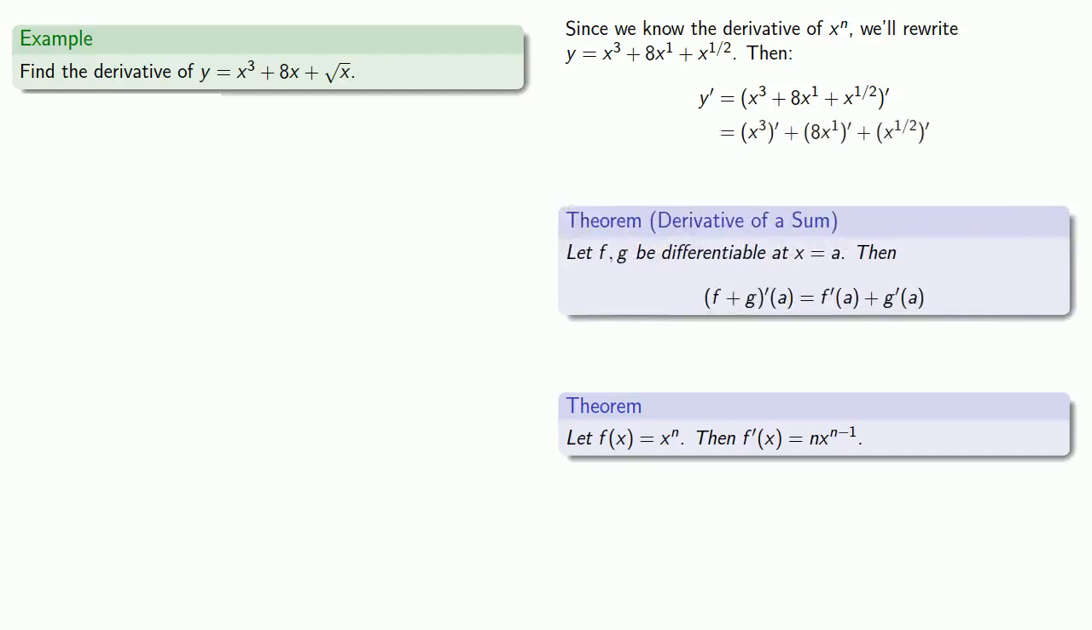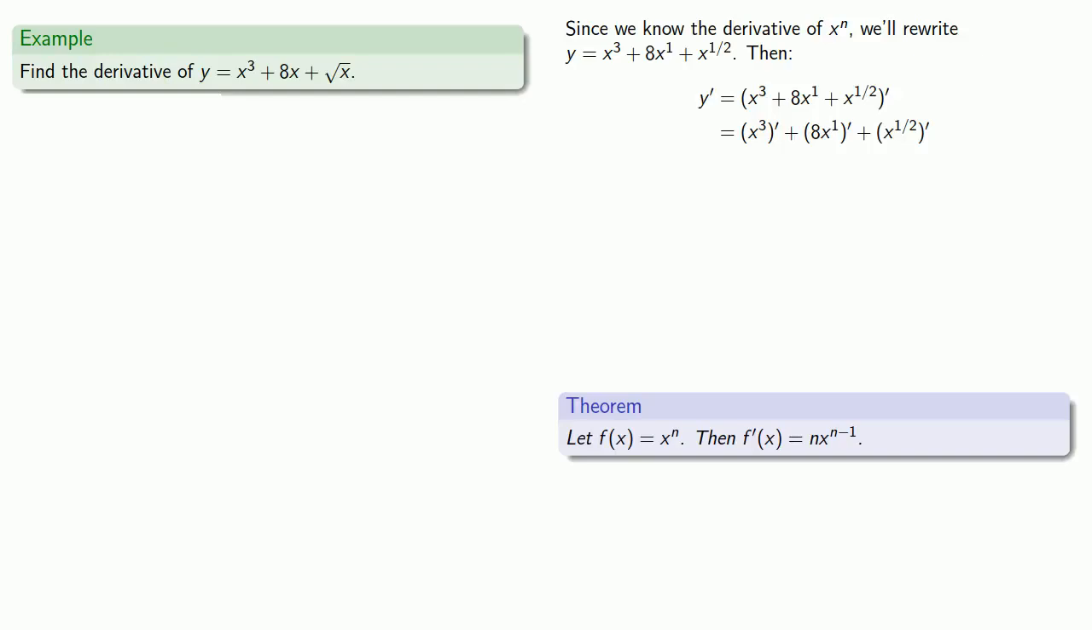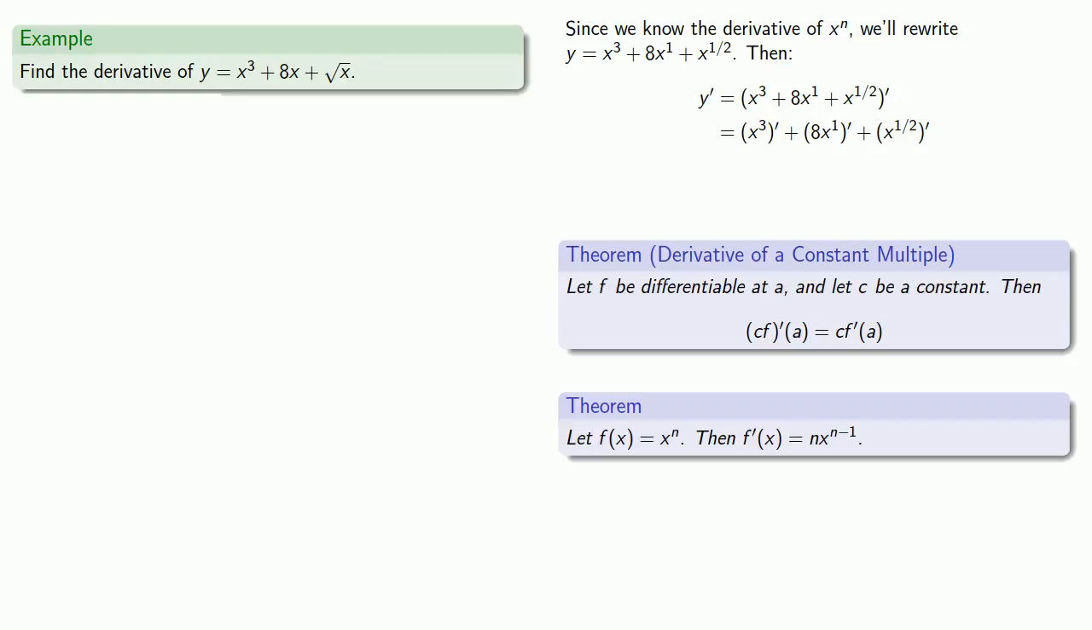Now, we know the derivative of x to the third and x to the power 1/2, but what about the derivative of 8 times x to the first? Again, the last thing we do here is multiply by 8, which is a constant, and so this is the derivative of a constant times a function. So what do we do with that? We have this result that the derivative of a constant times a function is the constant times the derivative of the function. So we can move that multiplier of 8 outside of the differentiation.